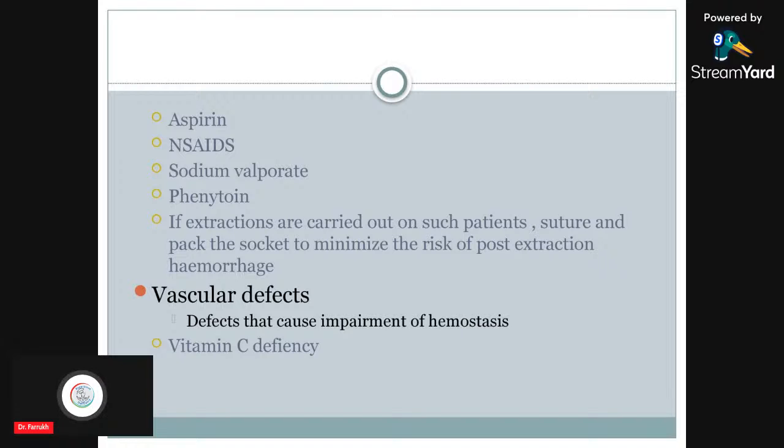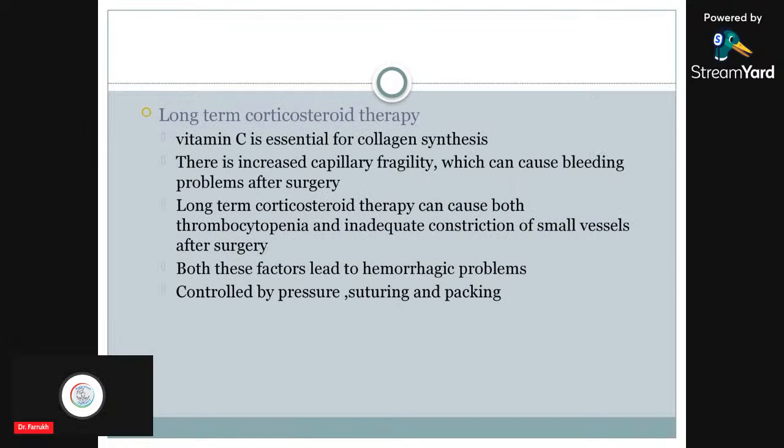Vascular defects include defects that cause impairment of the vessels, which include vitamin C deficiency as well, and long-term corticosteroid therapy. Vitamin C is essential for collagen synthesis. This is a very important thing. You should know that, and it comes in exams as well. It's a very important MCQ.